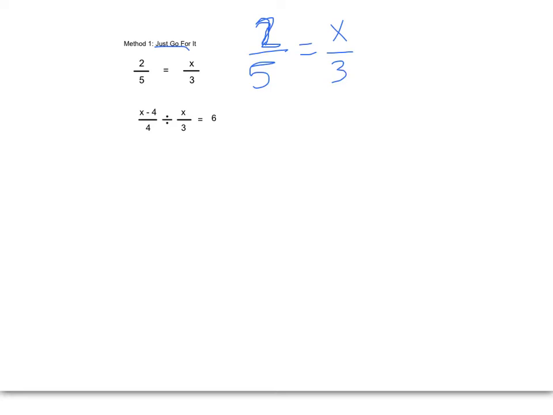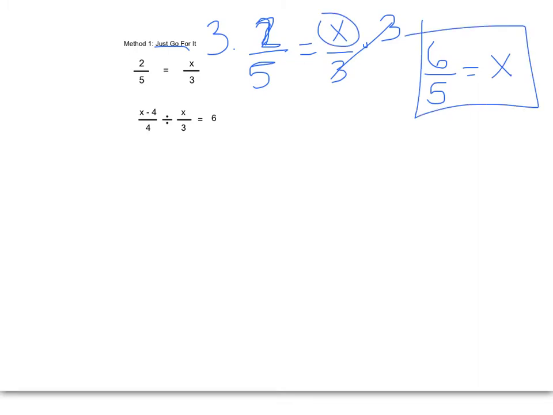Now, just like any other equation, I want to get that x by itself. So how do I do that? Well, I know that over 3 is the same thing as multiplying by 1/3. So what I'm going to do is I'm just going to multiply by 3, and that'll get rid of that 3. Multiply by 3 there on both sides. 3 times 2 is 6 over 5, and I've still got that x left on this side. There we go. There's our answer.